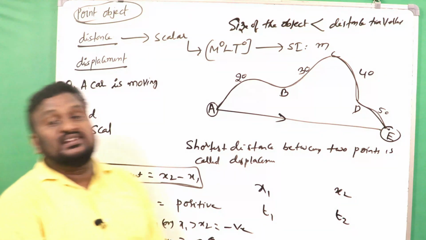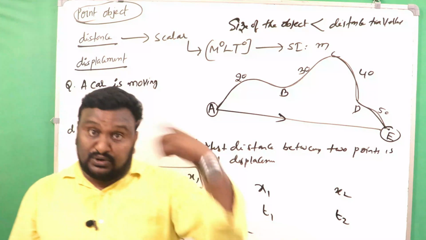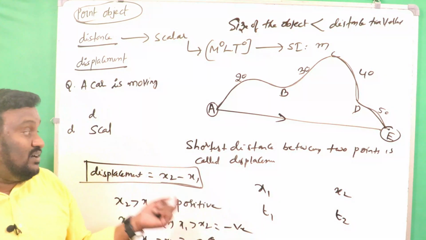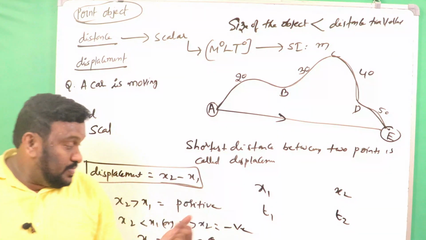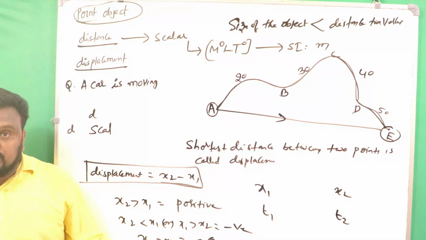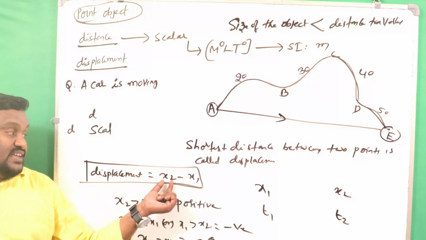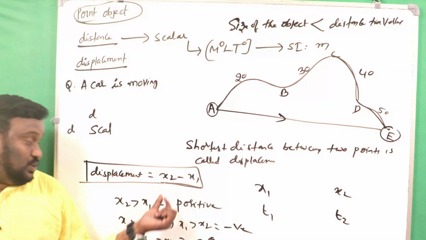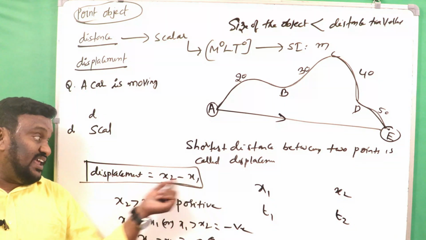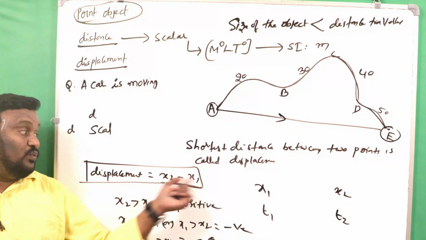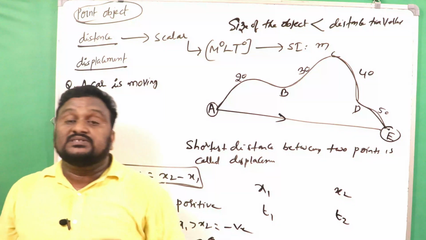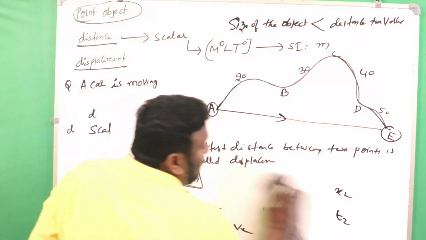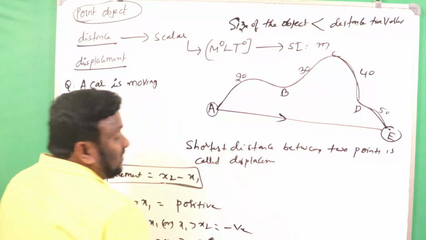But in the case of distance, it is only positive. Displacement may be positive, negative, or 0. Displacement is written as x2 minus x1. When x2 is greater than x1, displacement is positive. When x1 is greater than x2, displacement is negative. When both are equal, displacement is 0.